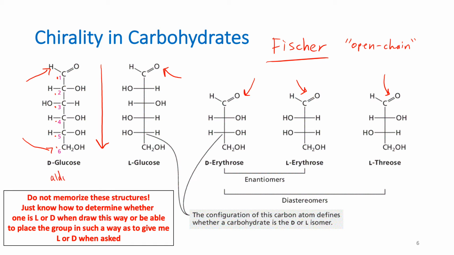aldohexose, hex being 6. Okay, again, this one, 1, 2, 3, 4, 5, 6, that would also be an aldohexose. This erythrose right here, 1, 2, 3, 4, and so you might call this an aldotetrose.